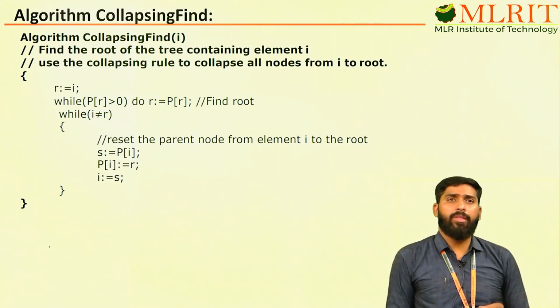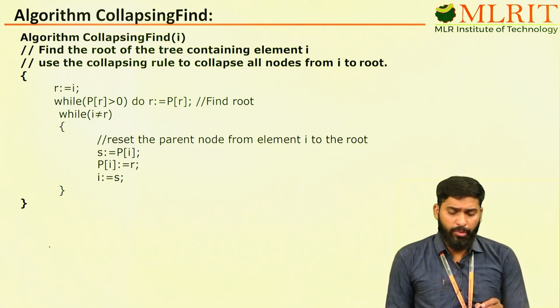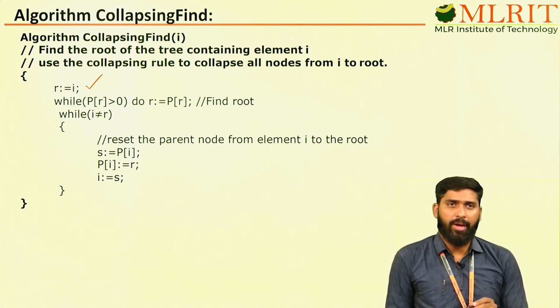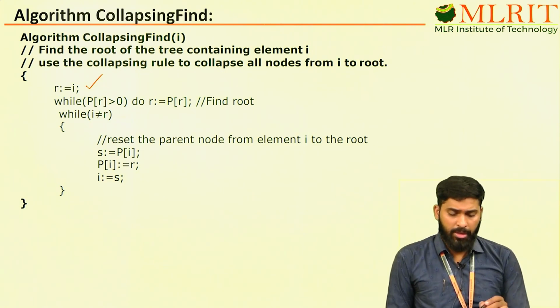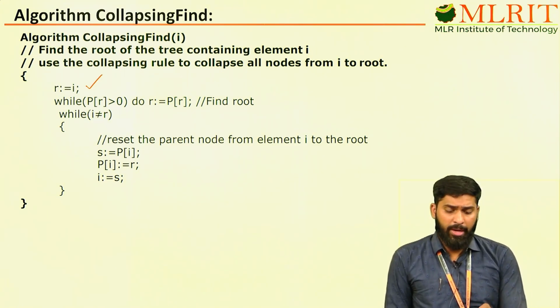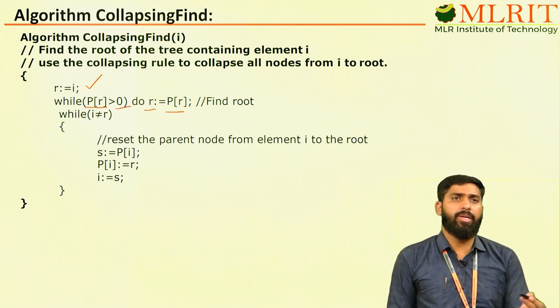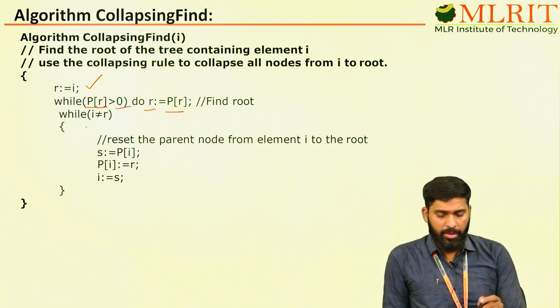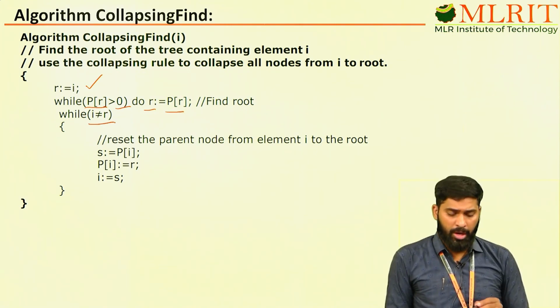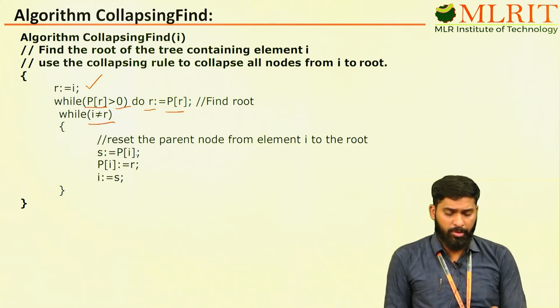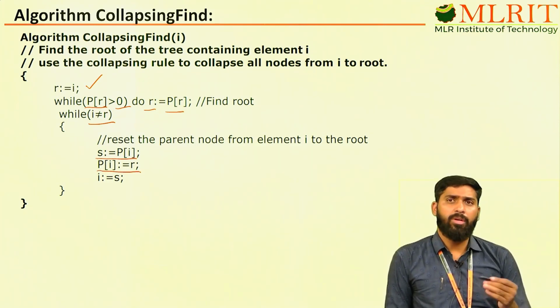So this is the algorithm for collapsing find. You are going to find the root of the I value. We will discuss it with one example. First we see the algorithm. While parent of R greater than 0, do R equals parent of R. That means you are trying to find the root of the node. Then while I not equals R, we find S equals parent of I, parent of I equals R, and I equals S.